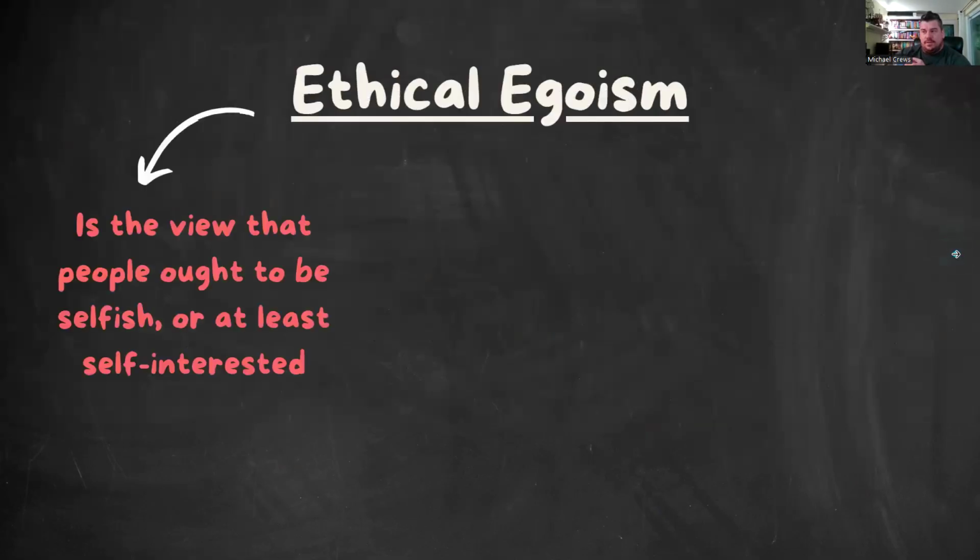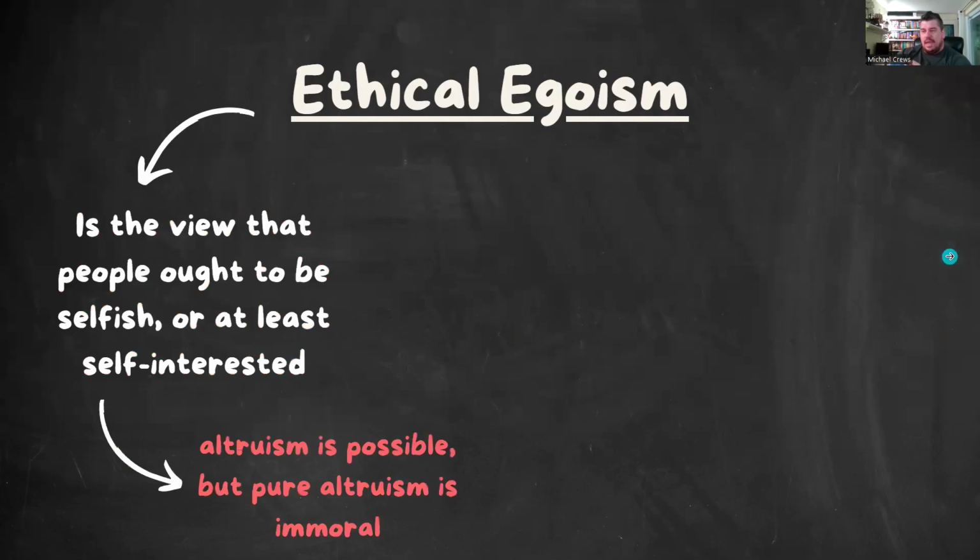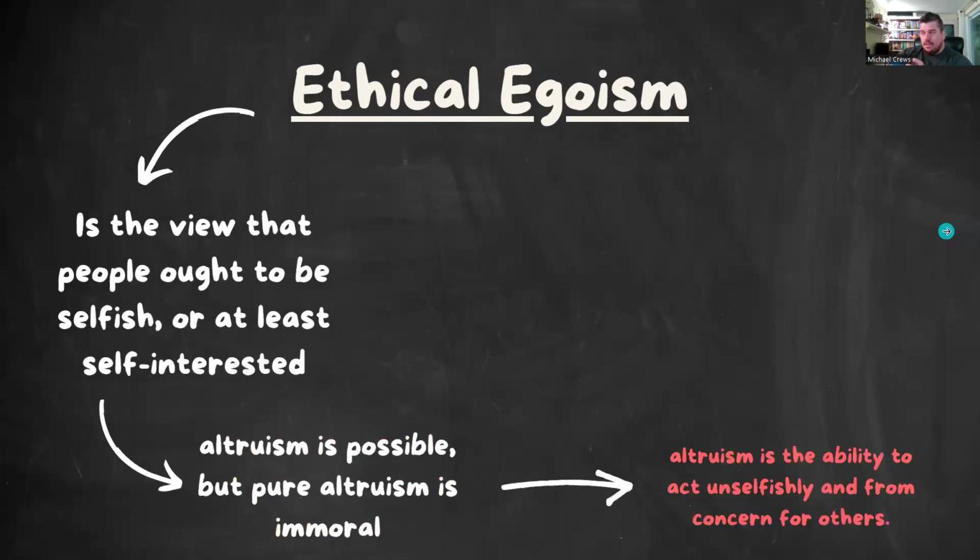So first we have ethical egoism, and this is the view that people ought to be selfish, or at least self-interested. Not like psychological egoism, like I was talking a minute ago, where we're born selfish, but we ought to think about ourselves first, and that's okay, right? Altruism, that idea of doing good for the sake of good without expecting anything in return, is possible, but pure altruism is immoral. They think if you go around and only think about others and not yourself, then that's bad. And so altruism is the ability to act unselfishly and from concerns of others, right?